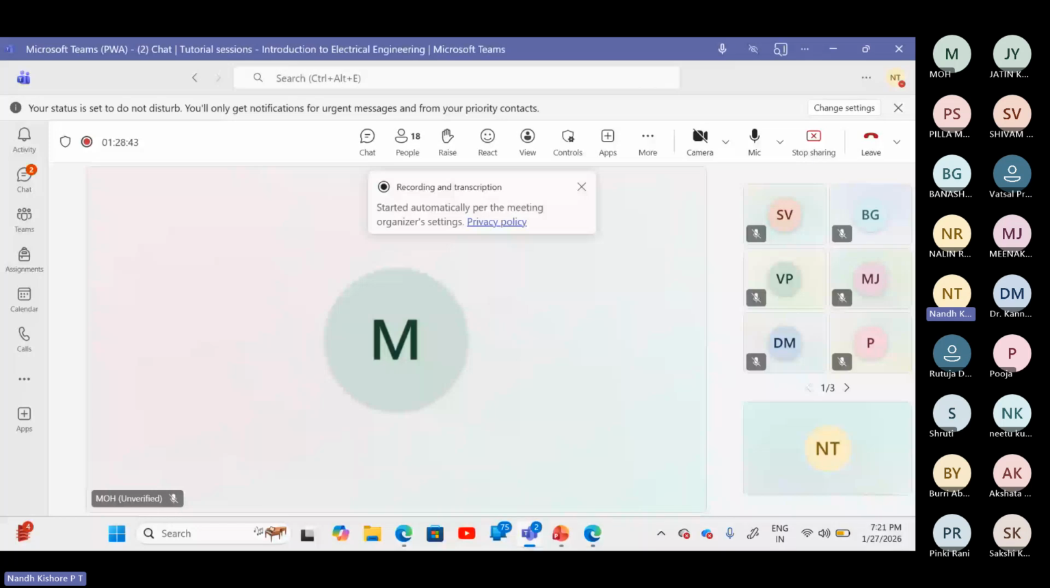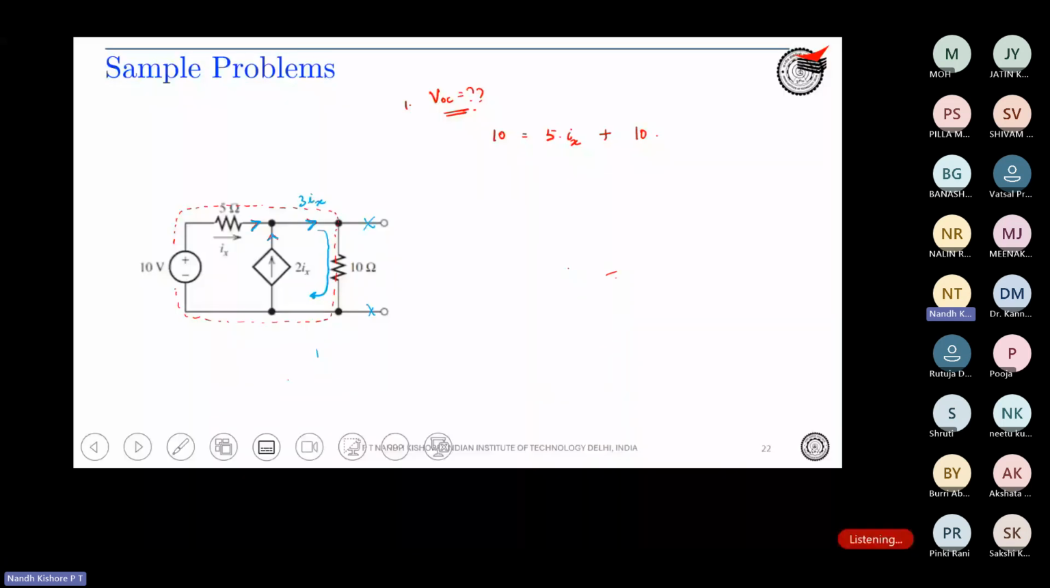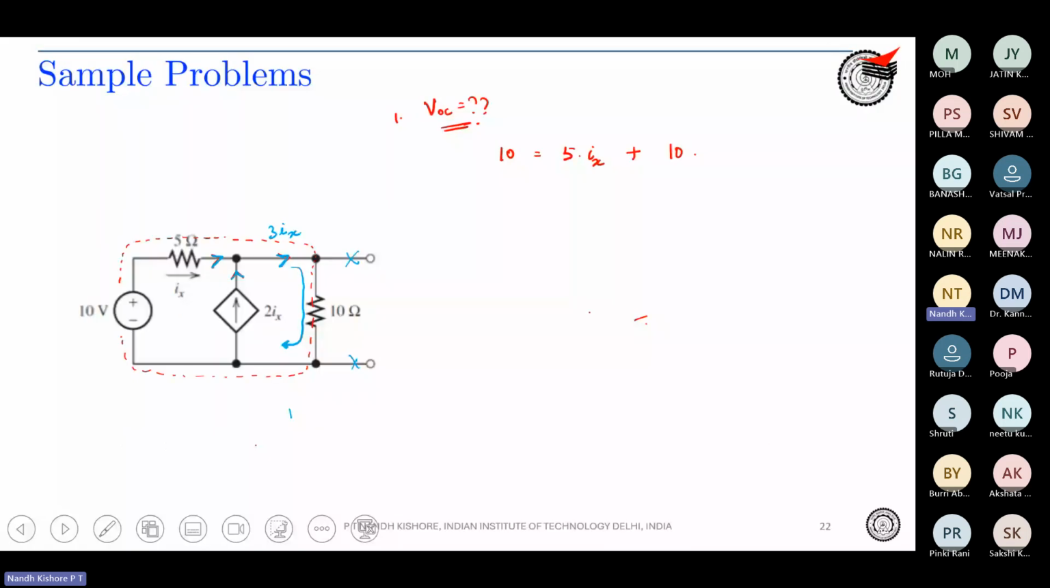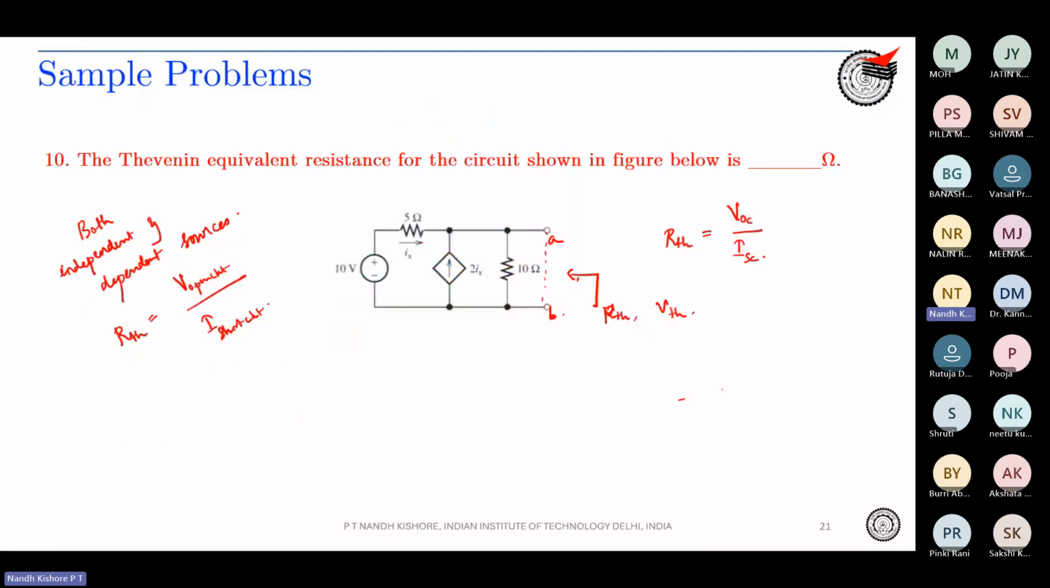So we were just doing this. I told you that the equivalent Thevenin resistance, in case you are having both dependent and independent sources, would be VOC by ISC, that is, the open circuit voltage divided by the short circuit current. You will open the terminals, you will short the terminals, and see the voltage and current respectively. A division of both of these will give you the Thevenin resistance.